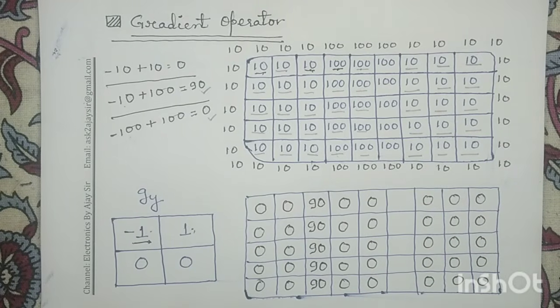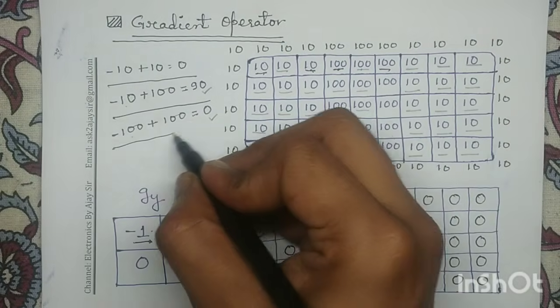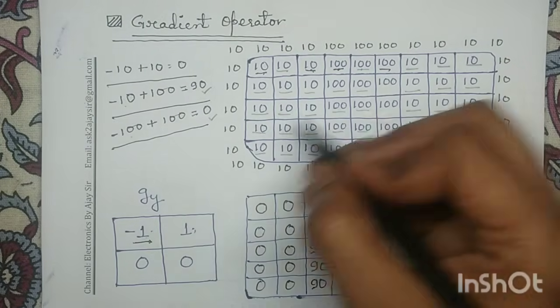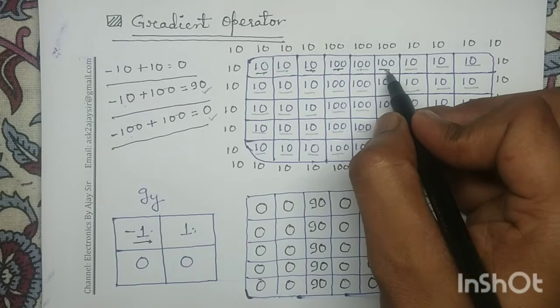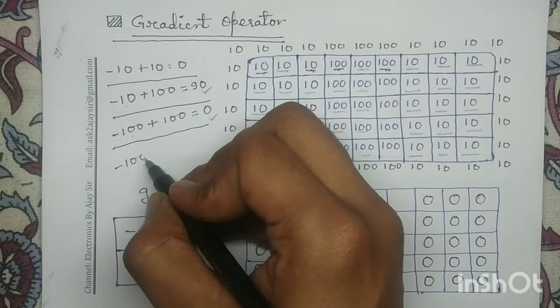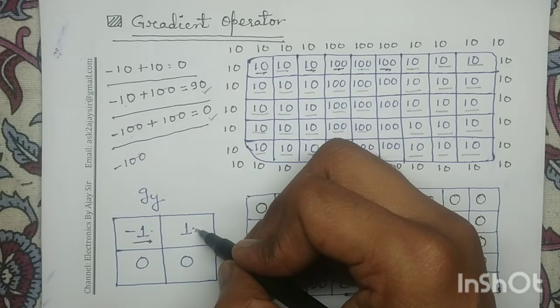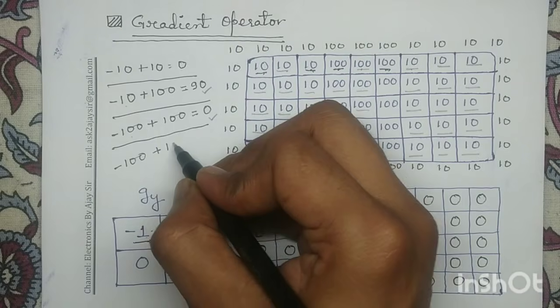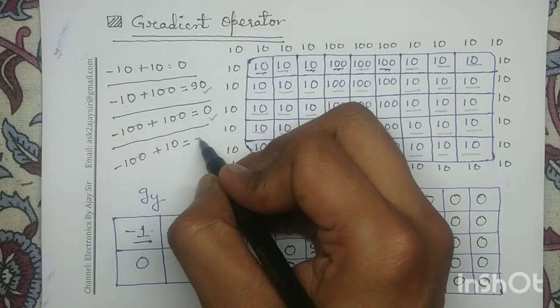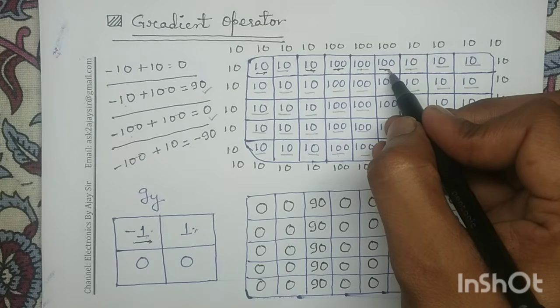Next, we will place the center of this mask at this point. By applying the center of this mask at this point, this pixel value 100 will be multiplied with this coefficient -1, and this pixel value 10 will be multiplied with this coefficient 1. So -100 plus 10 equals -90. So for this particular pixel, we have determined the response, that is equal to -90.